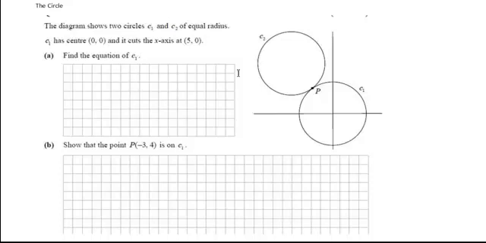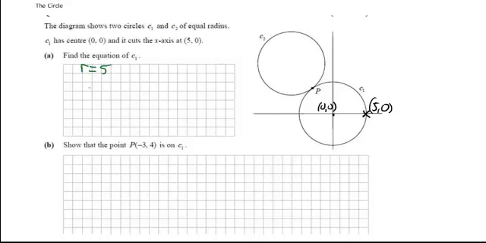Okay, so for this question, we're given two circles and we're told the centre, and we're told that it cuts the x-axis at (5, 0). So that's where it crosses. The x-axis is here, (5, 0), and we're told the centre here is (0, 0). So you should be able to notice that the radius, the distance from there to there, has to be equal to 5.